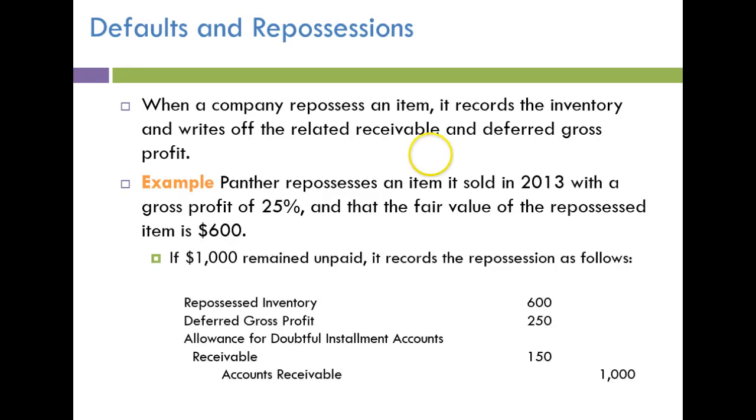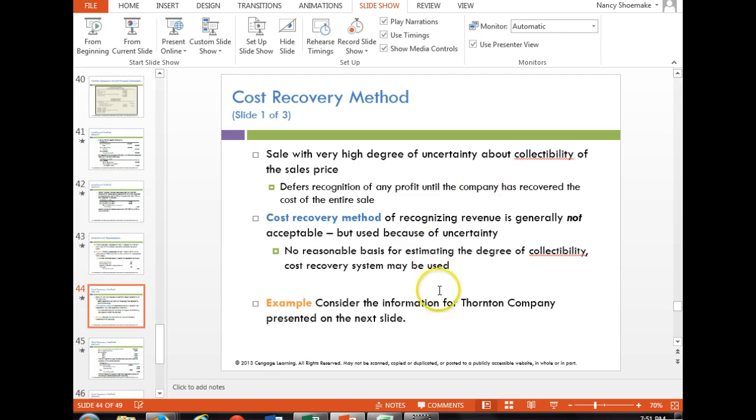So here's an example. Panther repossesses an item it sold in 2013 with a gross profit of 25%, and the fair value of the repossessed item is $600. If $1,000 of it remains unpaid, guys, we're not even doing that kind of problem. We got enough to deal with. Let's go and look at the 17.9.